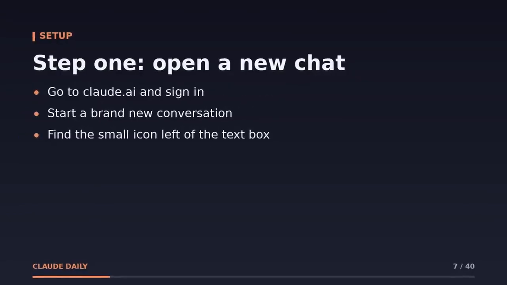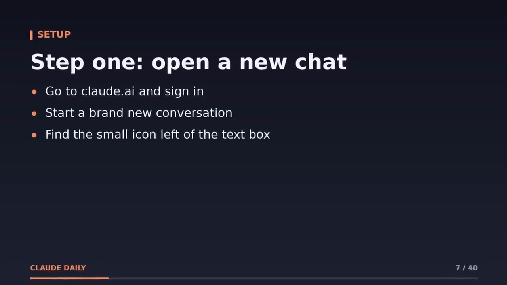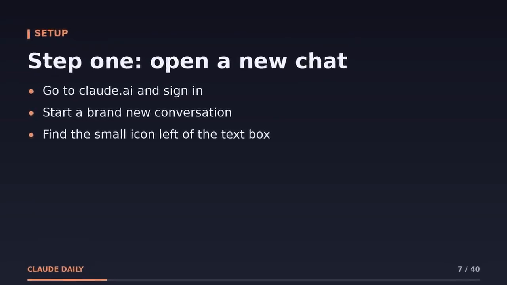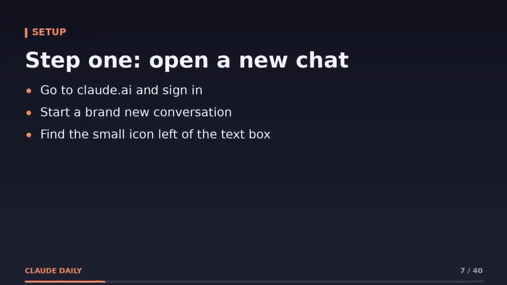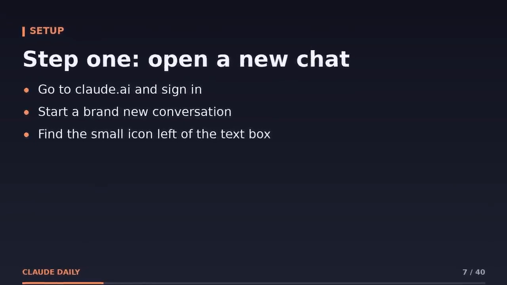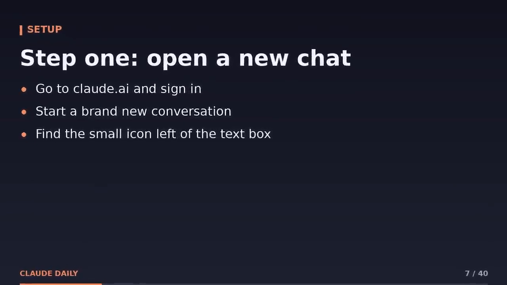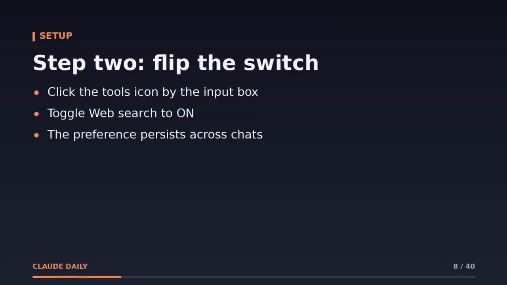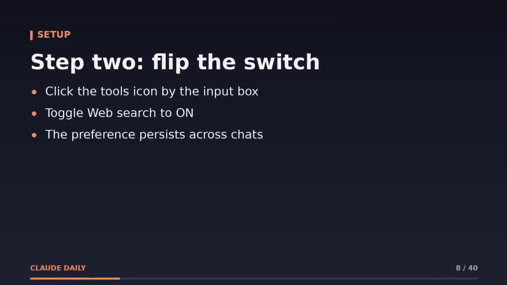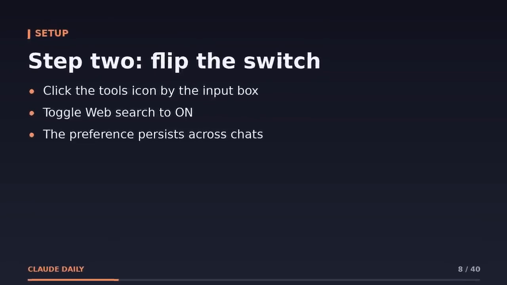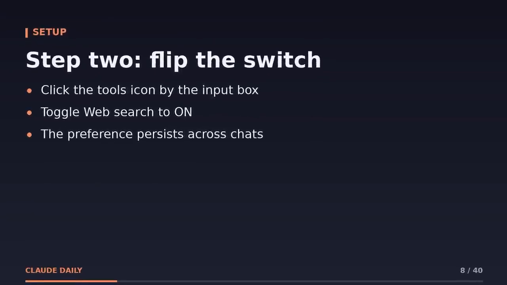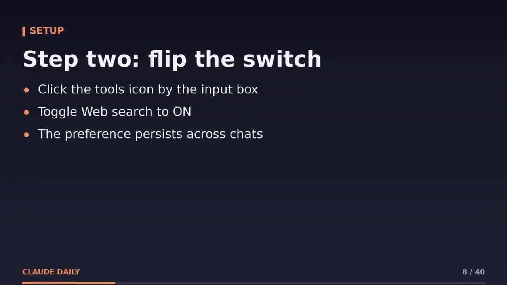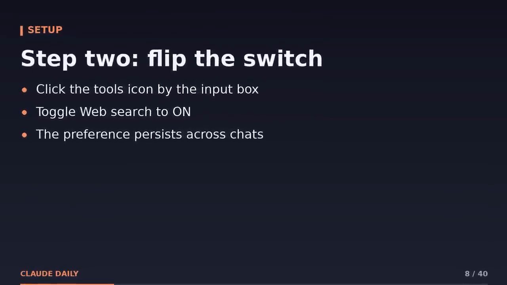Now let us turn it on. Open claude.ai in your browser and start a fresh chat. Look at the bottom left of the message box where you type. There is a small slider or plus style icon sitting right there. Click that icon and a short menu appears listing the tools available to this chat. Web search is one of the entries. Flip the switch on. That is it. The setting sticks for future chats, so you do this once.